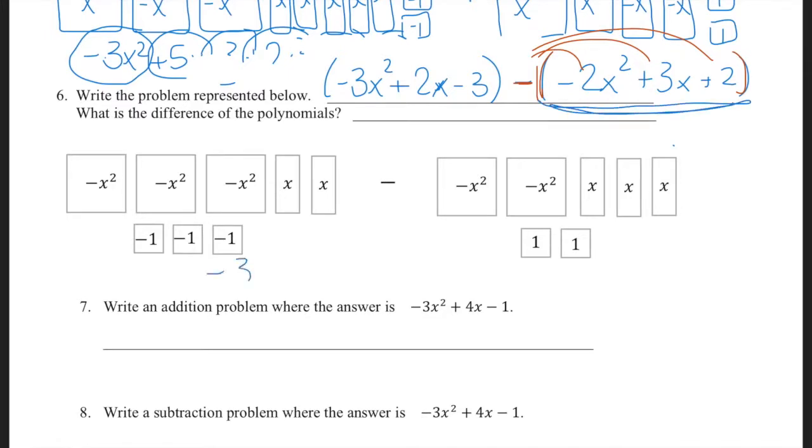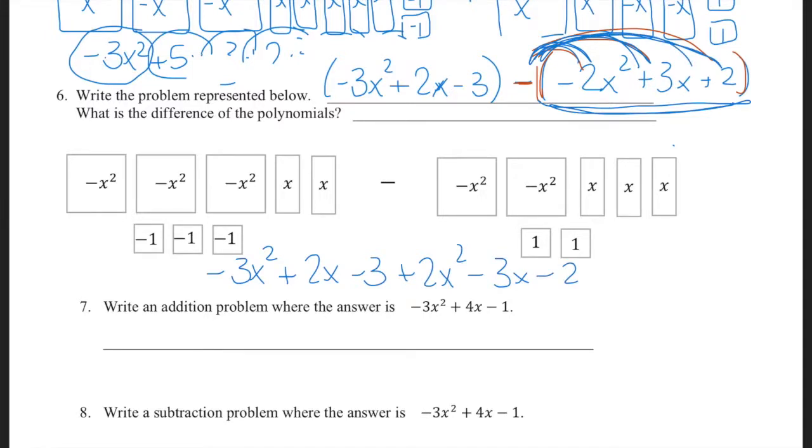So we would keep the negative 3x squared plus 2x minus 3. But then negative 1 times negative 2x becomes positive 2x squared. And negative 1 times 3x becomes negative 3x. And negative 1 times 2 becomes negative 2. You have to remember you're not just subtracting the first thing, you're subtracting all of it. So minus a negative becomes a positive, minus a negative becomes a positive, minus a positive becomes a negative, okay? All of those signs are going to change.